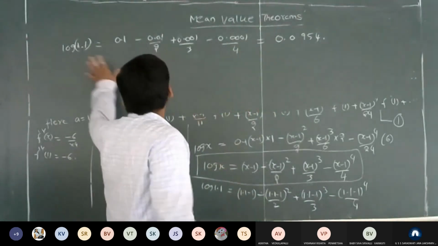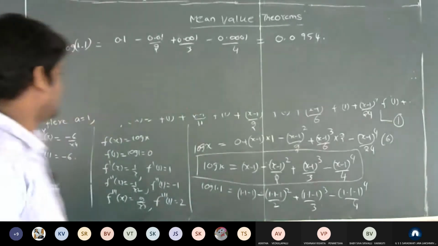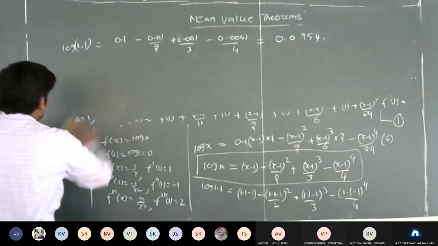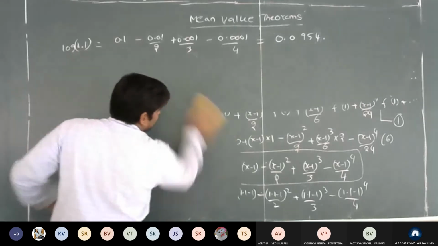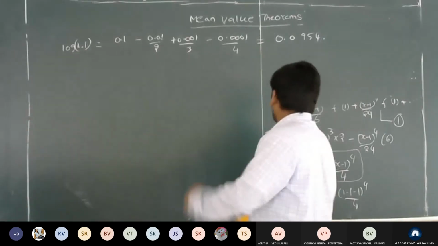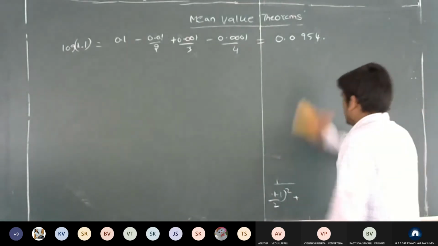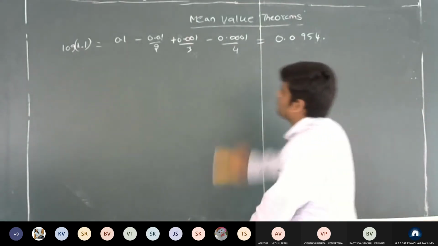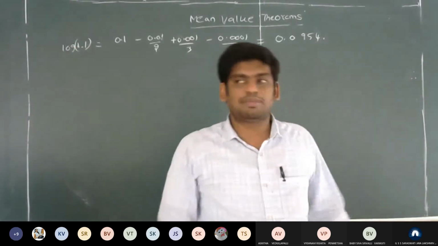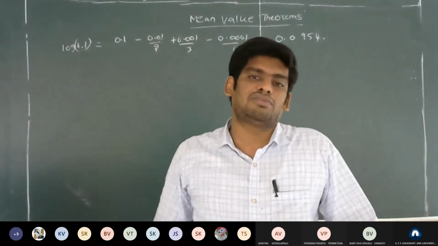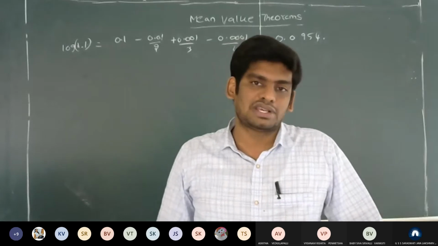This is the value of log 1.1. So it is a very simple question. First we have to observe the given question very carefully, and calculate the required things. So finally we are calculating the value of log 1.1. This is obtained from the Taylor series only. Before calculating the value of log 1.1, first we have to expand log x in powers of x minus 1.